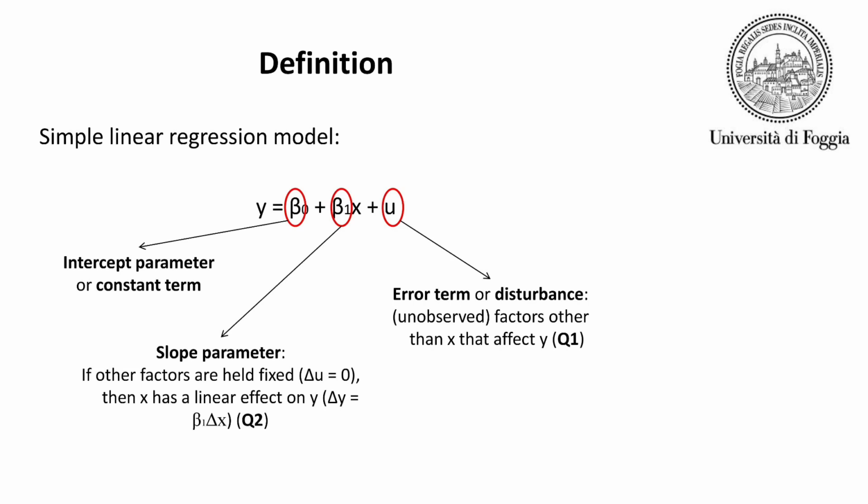The equation defines the simple linear regression model and addresses the issue of the functional relationship between a dependent variable, y, and an independent variable, x. The linearity implies that a one-unit change in x has the same effect on y, regardless of the initial value of x.